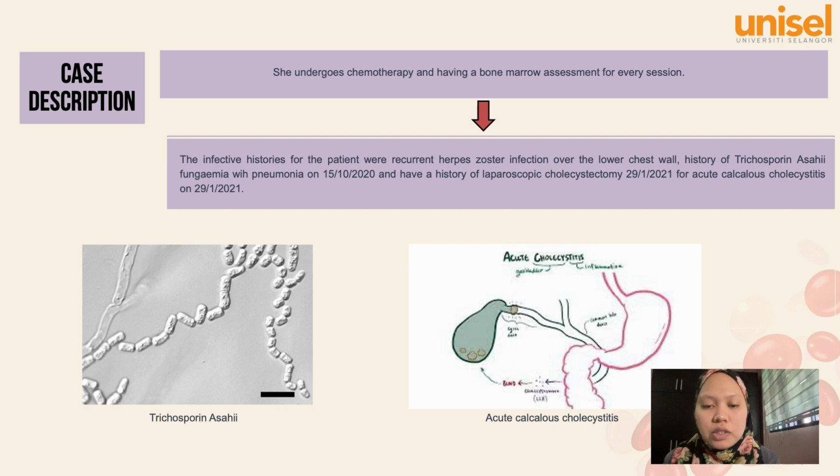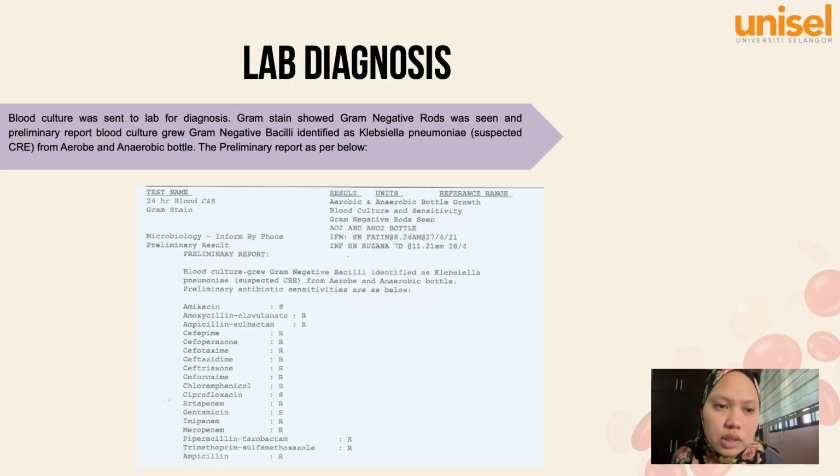Because this patient is a dialysis patient, she is basically recovering from one type of infection after another. The first was herpes zoster, then came Trichosporon asahii, and then also the gallbladder and some other inflammation. Okay, moving to the lab diagnosis and the results for every period and every assessment.